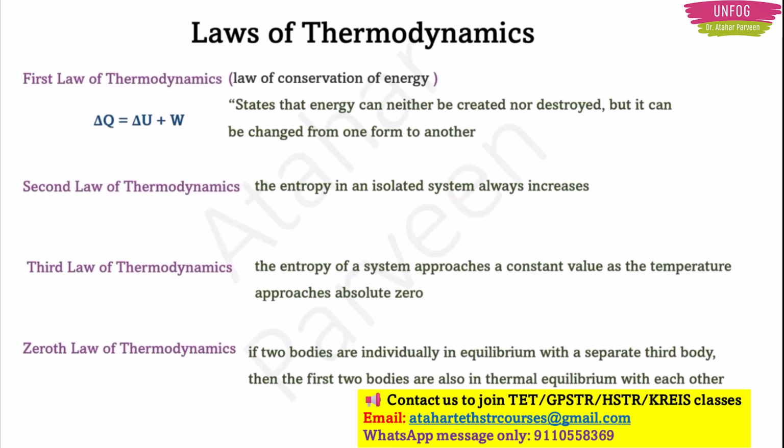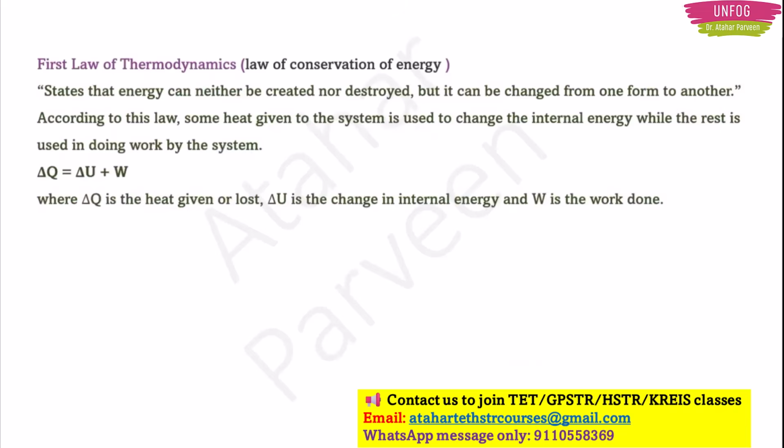Now let's talk about these laws one by one with more description. First law of thermodynamics, as I told you, is the law of conservation of energy, and it states that energy can neither be created nor be destroyed, but it can be changed from one form to another. As I told you, according to this law, some heat given to the system is used to change the internal energy, while the rest of the energy is used in doing work by the system. Here delta Q is the heat given or lost by the body, delta U is the change in internal energy, and W is the work done. Okay, this is a very important law. Delta Q is equal to delta U plus W. That's why I am talking about this two times. This is a very important thing. You have to note it down.